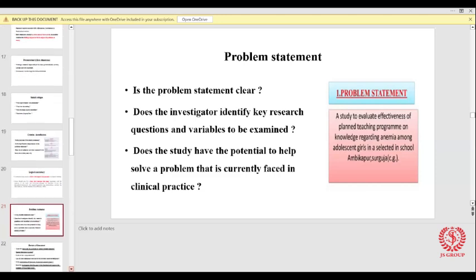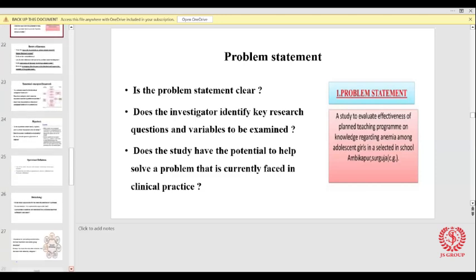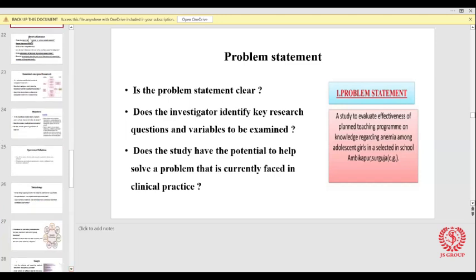In one problem statement, we should see the variables inside the statement. Sometimes we will even come to know whether it is an experimental study or a non-experimental study, as it will give a clue. The setting will be there, then population and sample will be there. So all these things should be consistent. If one is missing, that is an incomplete problem statement.